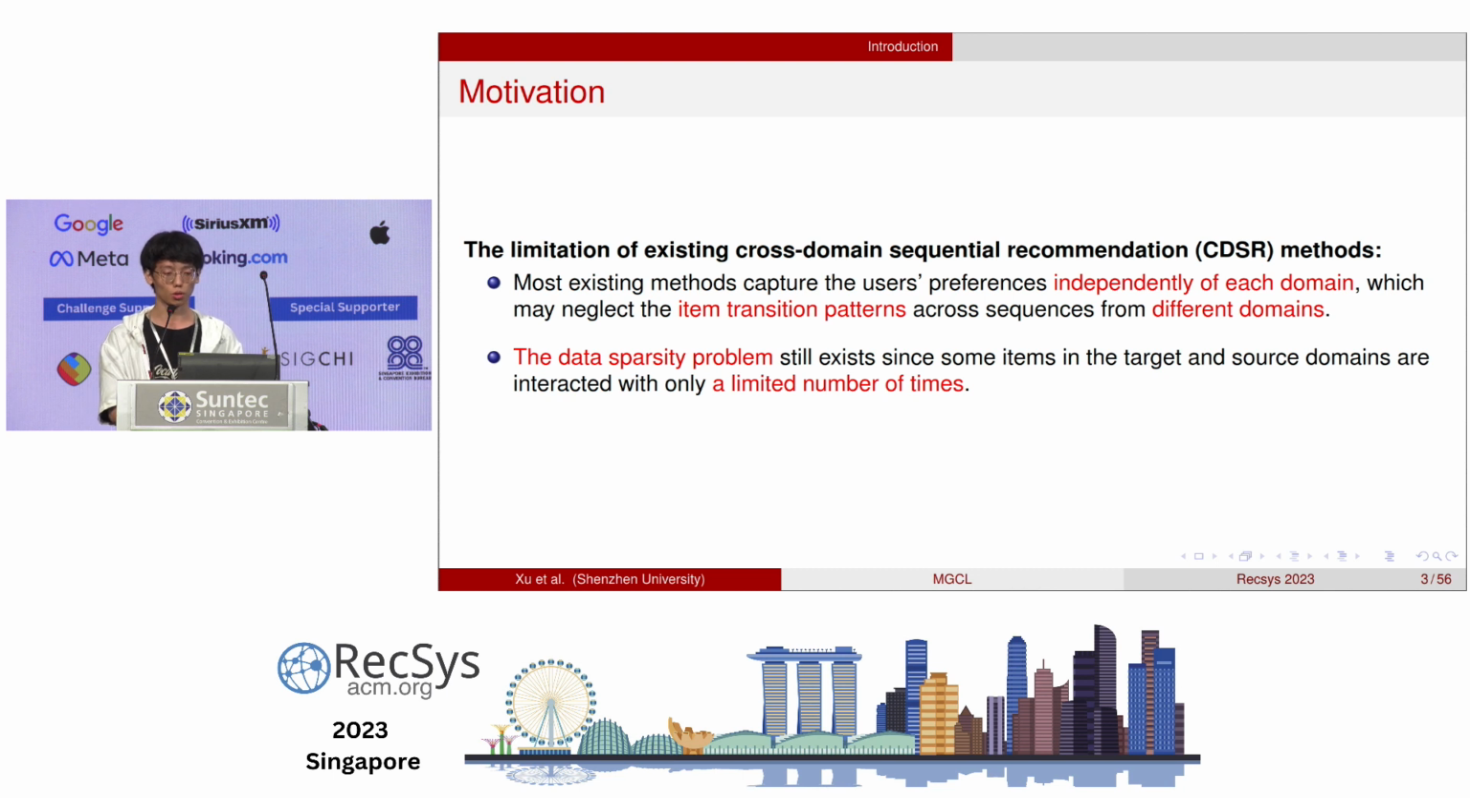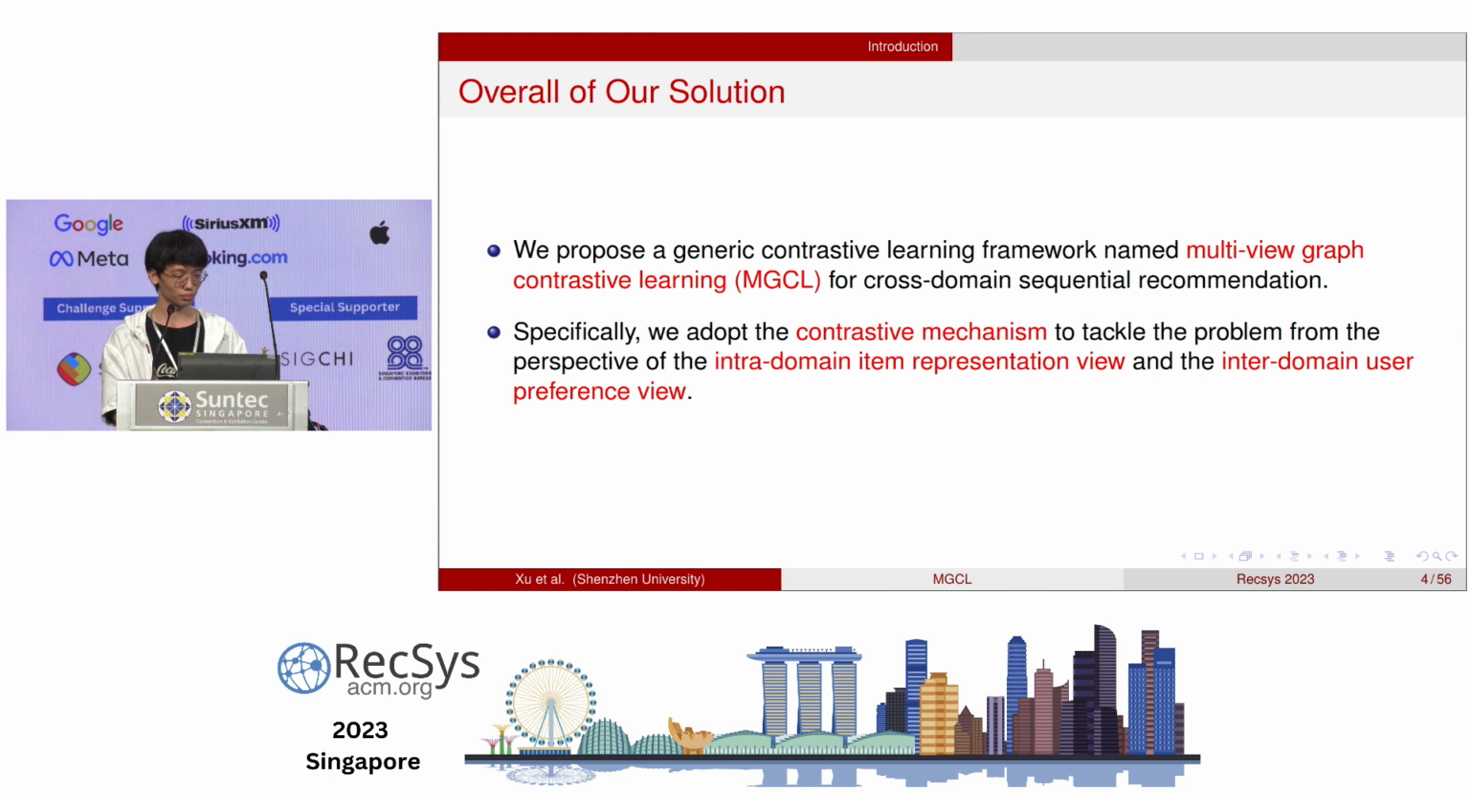In this paper, we focus on two limitations of existing CDSR methods. Firstly, most methods capture the user's preference independently of each domain, which may neglect the item transition patterns across sequences from different domains. Moreover, the data sparsity problem still exists, since some items in the target and source domain are interacted with only a limited number of times.